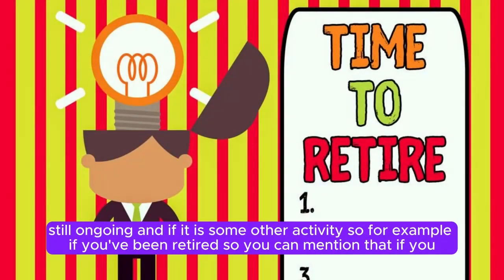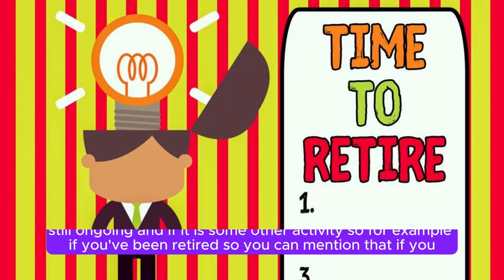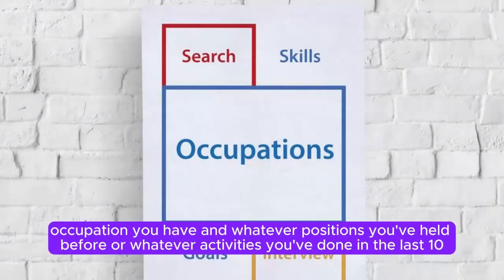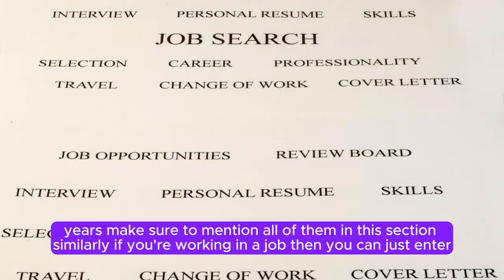And if it is some other activity, for example, if you've been retired, you can mention that. If you have a business, or if you're unemployed, then you can also mention those things. So whatever your situation is, whatever occupation you have and whatever positions you've held before or whatever activities you've done in the last 10 years, make sure to mention all of them in this section.